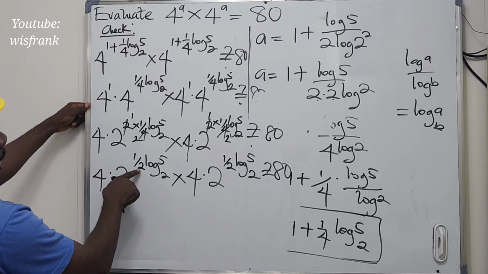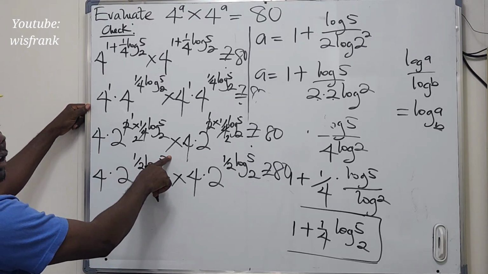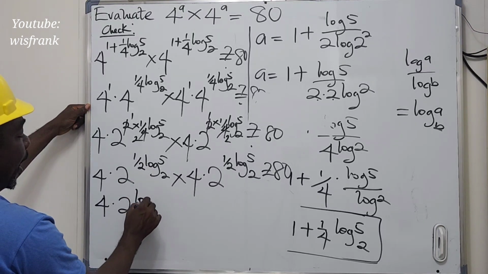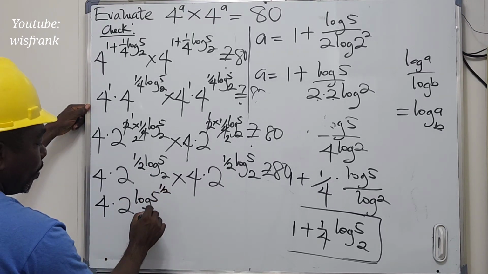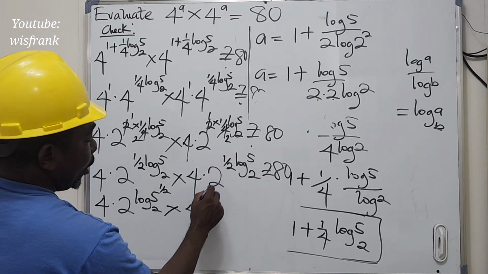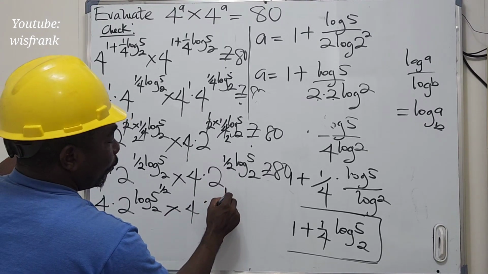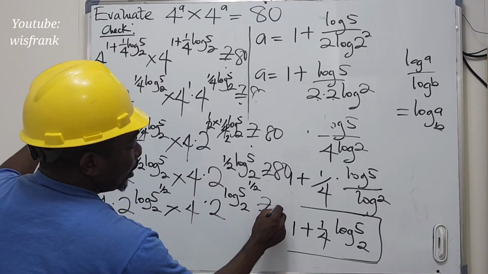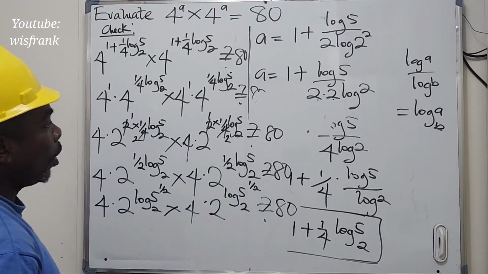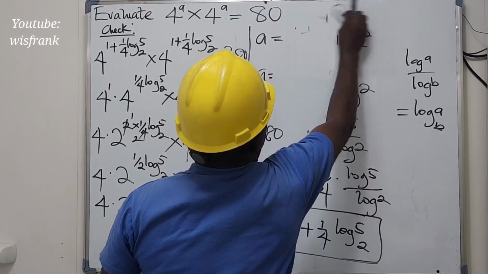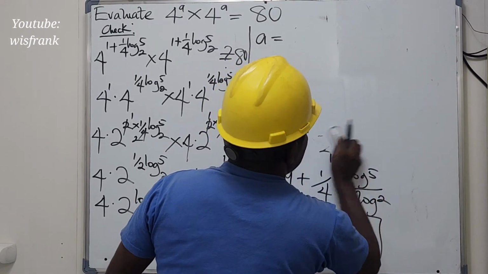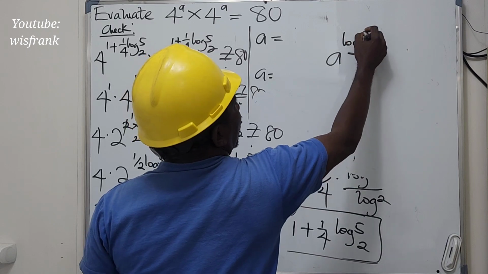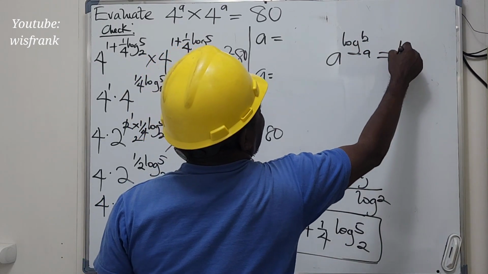So in this case, this can move to the power of this 5. So we have here 4 times 2 to the power of log 5 to the power of 1 all over 2 base 2. Then we have times 4 times 2 to the power of log 5 to the power of 1 all over 2 base 2. When we add this, will this equal 80? We also recall one of the laws of indices that a to the power of log b base a is the same thing as b.